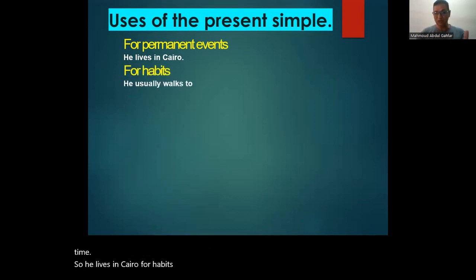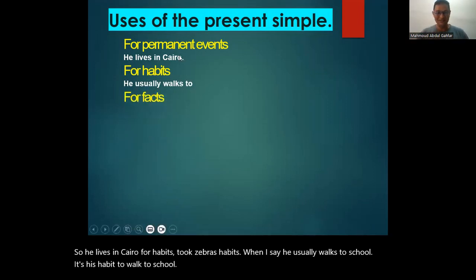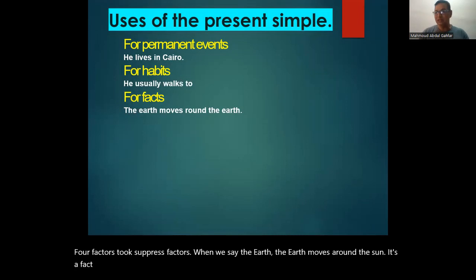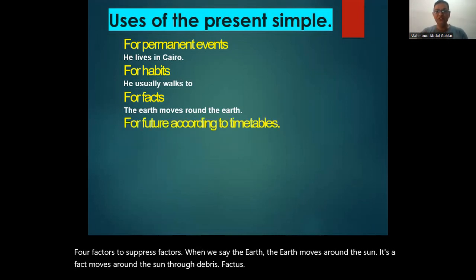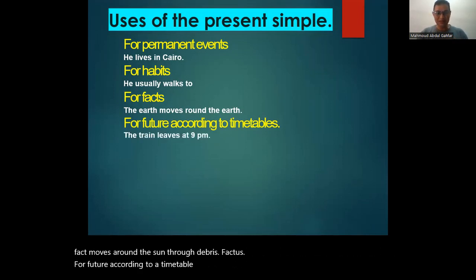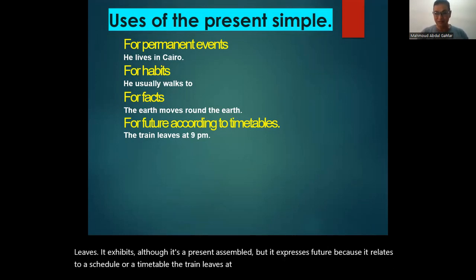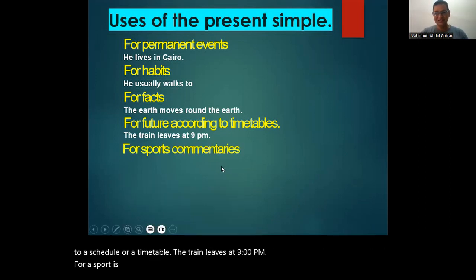To express habits: when I say he usually walks to school, it's his habit to walk to school. To express facts: when we say the earth moves around the sun, it's a fact. For the future, according to a timetable: when we say the train leaves at 9 p.m., although it's a present simple, it expresses the future because it relates to a schedule or a timetable. For sports commentaries: when we comment on a sport, we say Liverpool plays well.